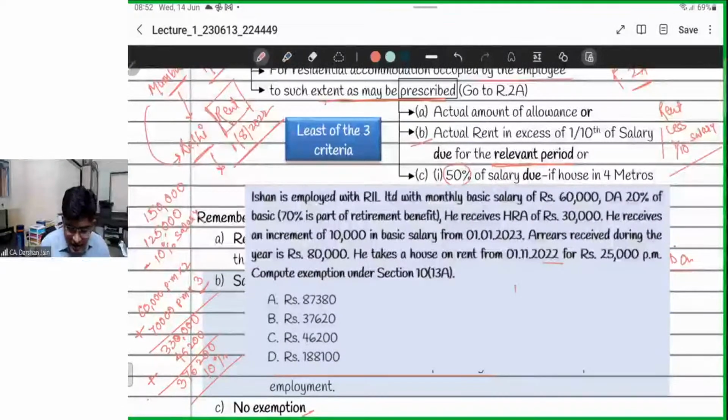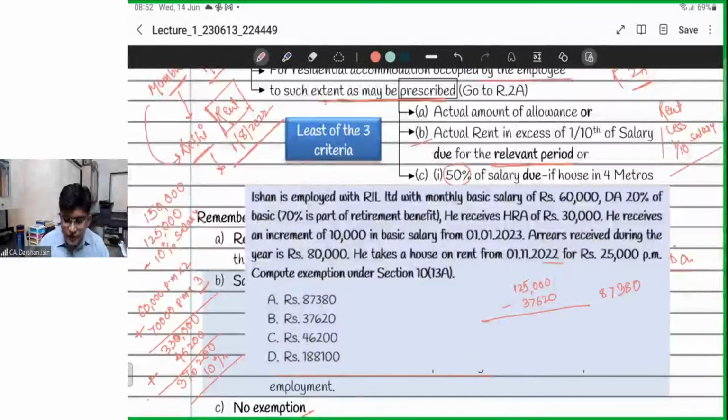37,600. So I pay actual rent of 1,25,000 less 37,600. This is going to be my maximum exemption. So my maximum exemption would be 87,400, 380. Sorry, 620. 87,380 rupees. This is going to be my maximum exemption.